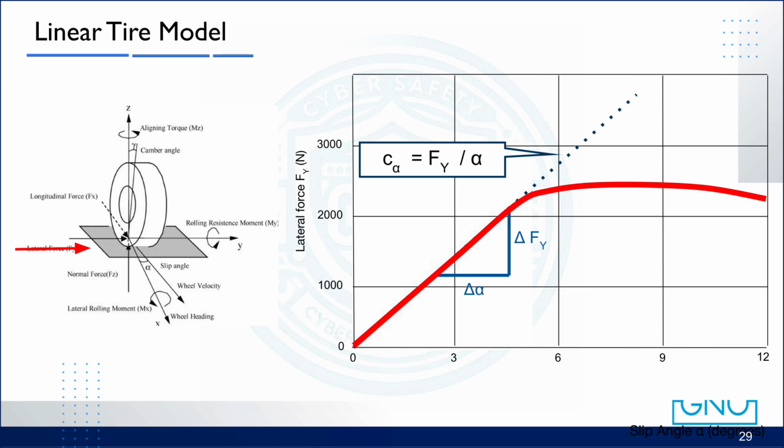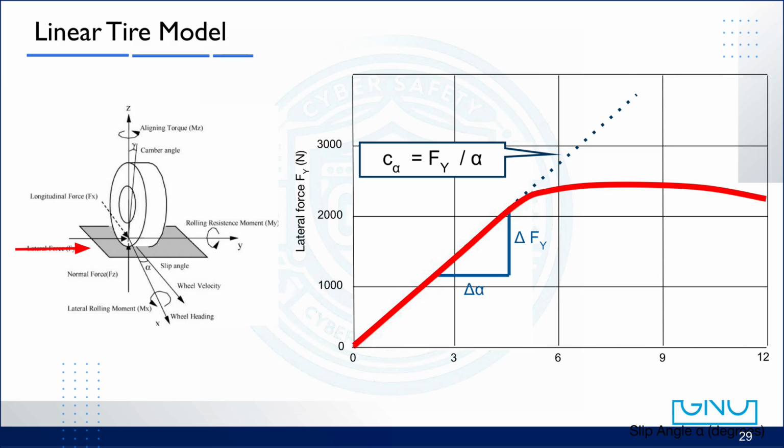When the tire is not perfectly aligned with its direction of travel, a small slip angle, denoted alpha, appears between the wheel's heading direction and its actual velocity direction. This slip angle is what generates the lateral tire force F sub y. The larger the slip angle becomes, the greater the lateral force, up to a certain limit.